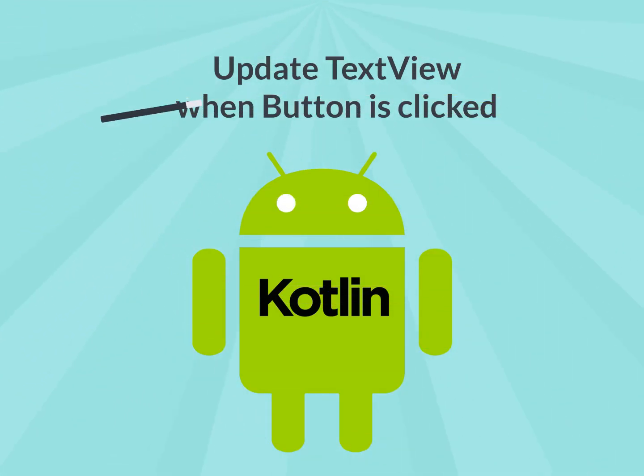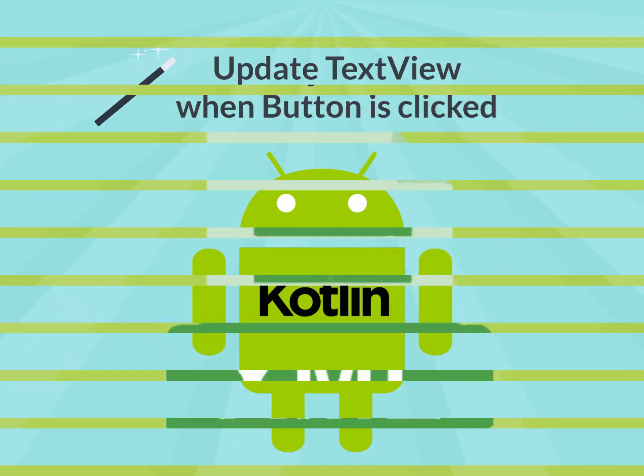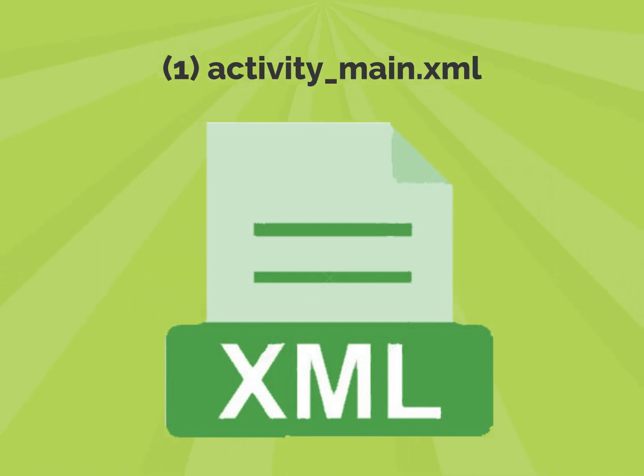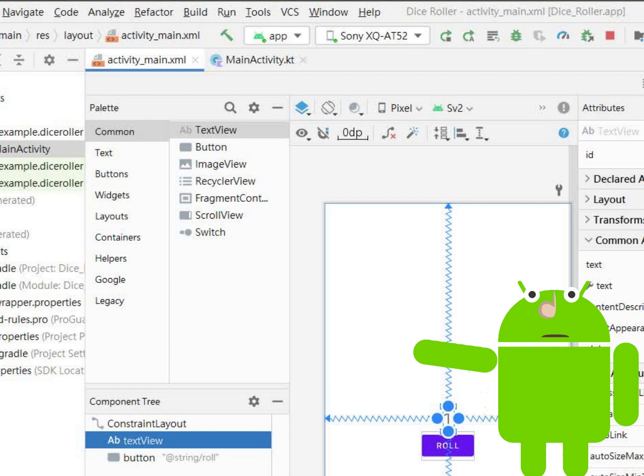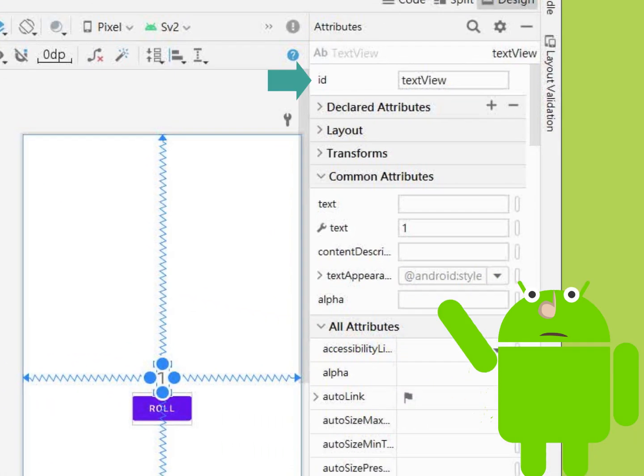Update text view when button is clicked. 1. activity_main.xml. Go back to activity_main.xml. Click on the text view. Note that the ID is textView.